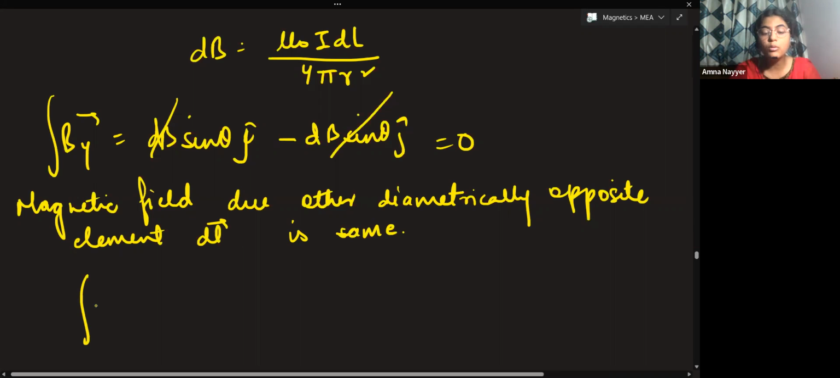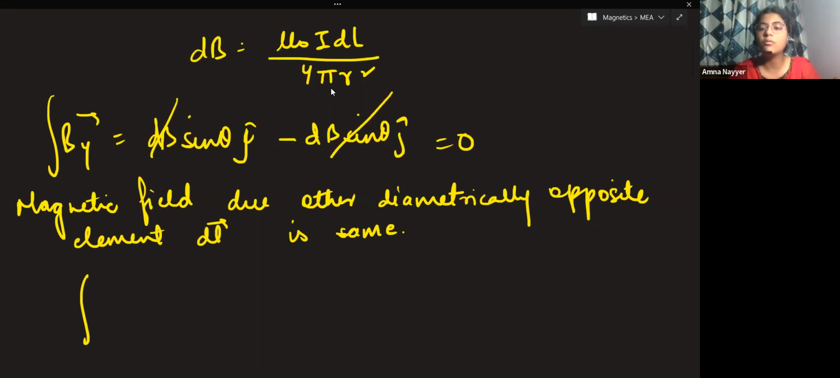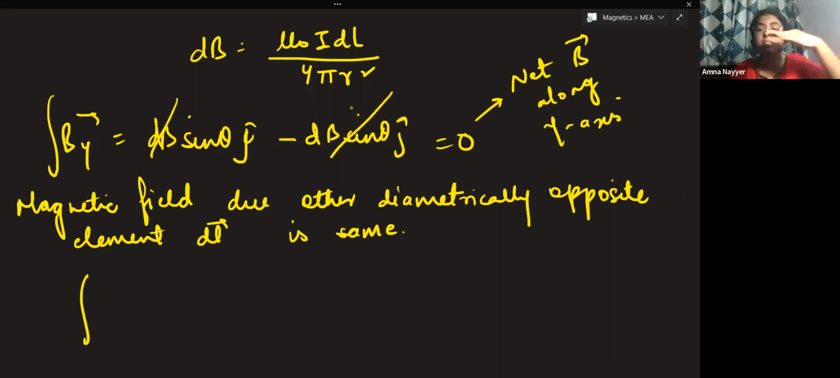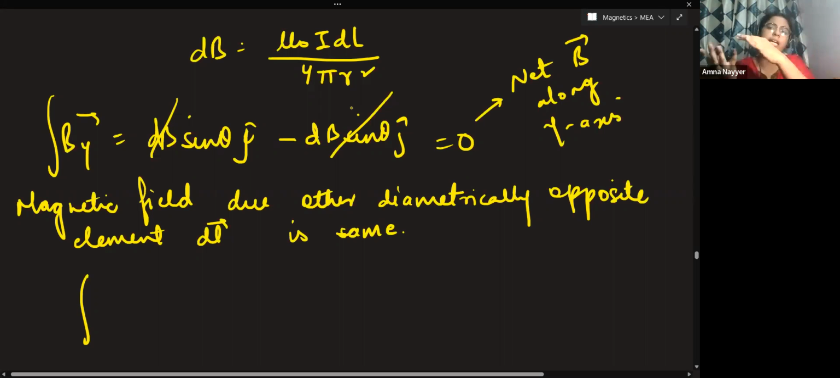And what about the x-axis, net magnetic field along the x-axis? Net magnetic field along the y-axis is 0. And what about the x-axis? On the x-axis we had seen all the components were leading in the same direction. So Bx will be equal to what? This will be dB cos theta.